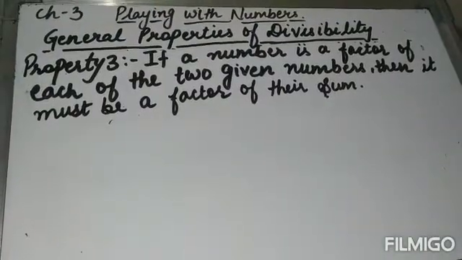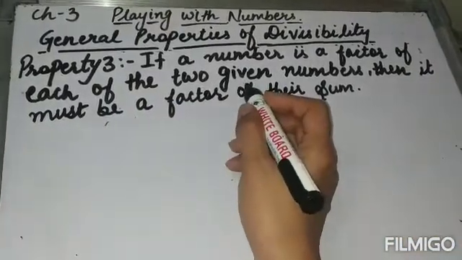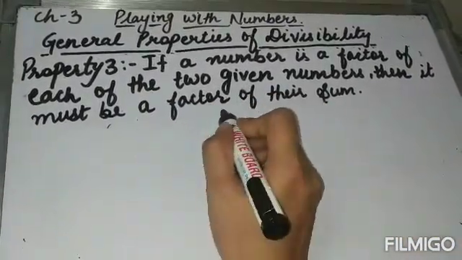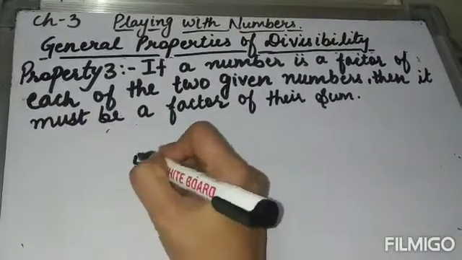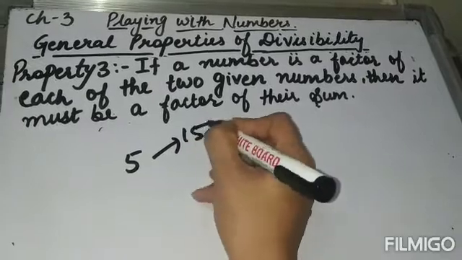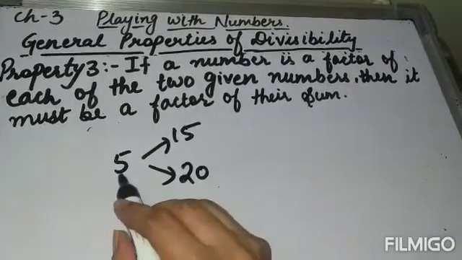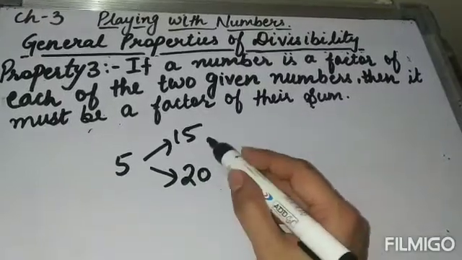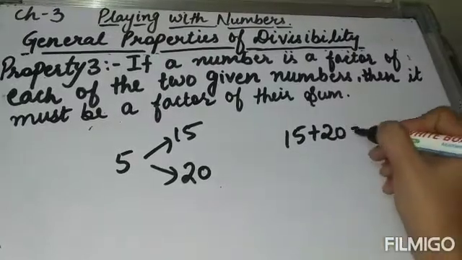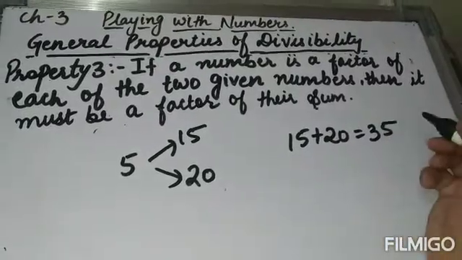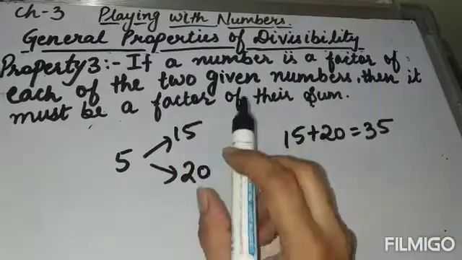Third property is if a number is a factor of each of the two given numbers, then it must be a factor of their sum also. I explain you with an example. See, 5 is a factor of 15 and 5 is a factor of 20 also. 5 is a factor of 15 and 20 both, and if I add 15 and 20, I'll get 35, and 5 is a factor of 35 also. Okay, so this is our property.